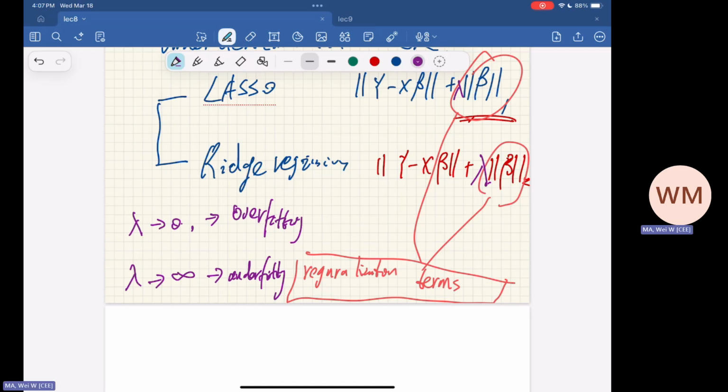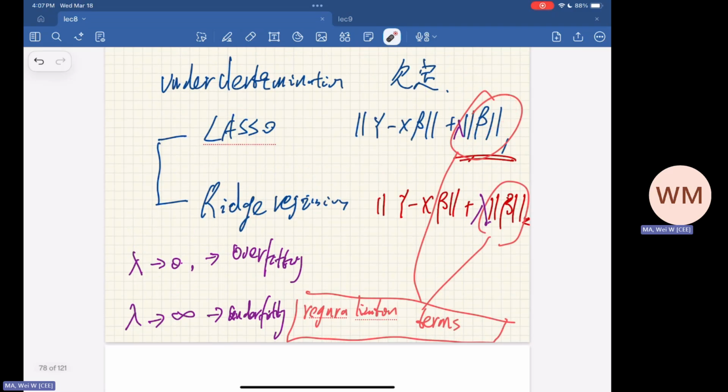I think it's easy to understand, right? Lambda going to almost infinite means that you just believe that beta is 0. This is a super strong inductive bias, right? So here you can see that you are using lambda to trade off between the data that you learned and also the inductive bias that you impose.